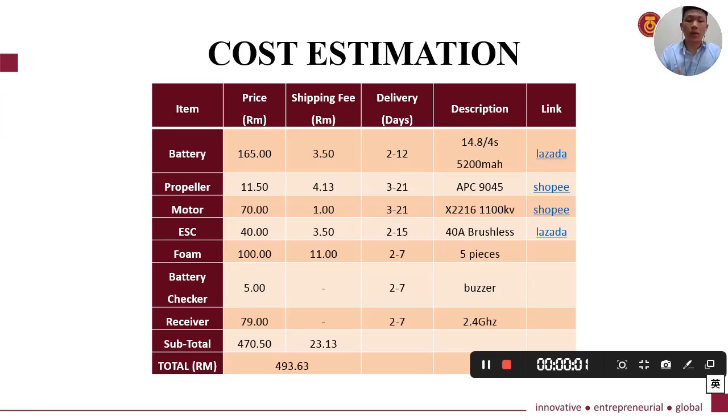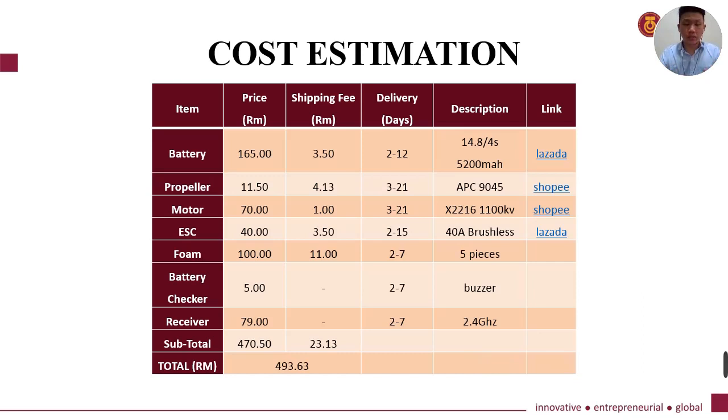Next, I will talk about the cost estimation in our design. The total amount that we estimate in our design is not more than 500 ringgit Malaysia. We bought almost all the components online. First, battery, propeller, motor, ESCs, foam, battery checker, receiver, and so on. The total amount is 493 ringgit and 63 cents.